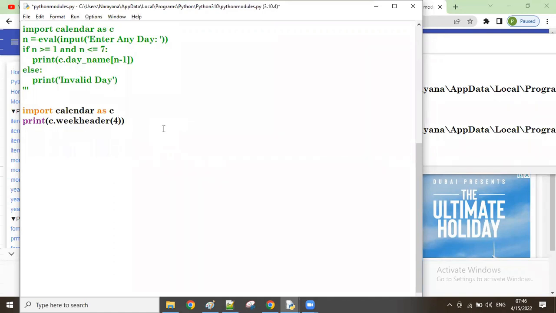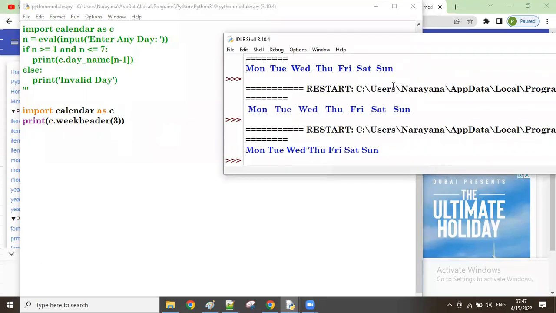Either 1 or 2 or 3, right? Next point. If you give more than 3, then it will return 3 characters only.